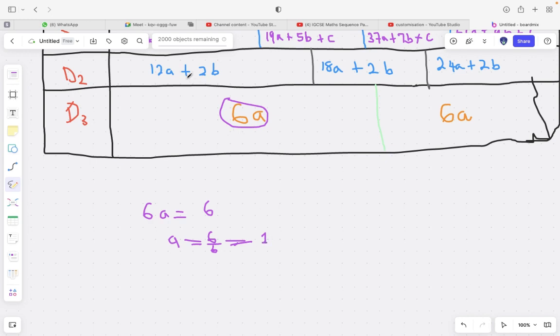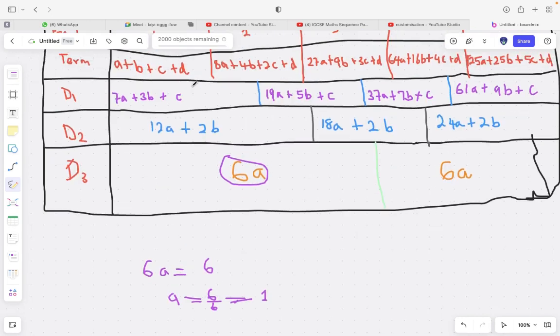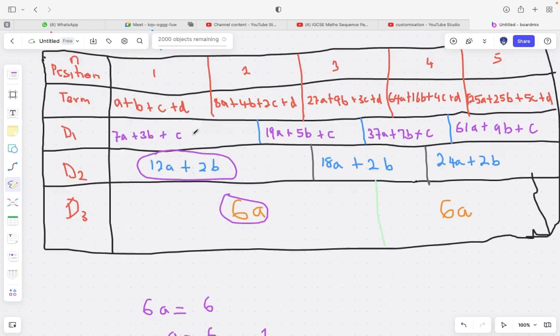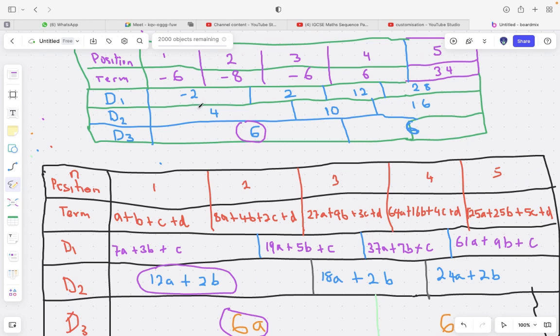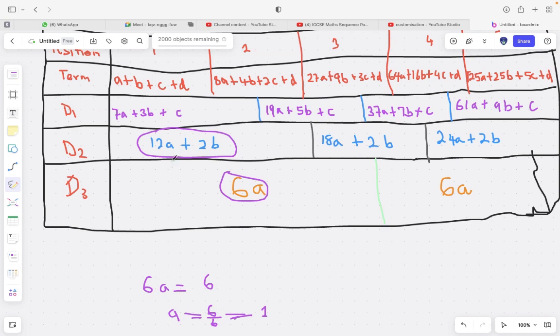Now, the next step is to compare this location with its exact location on table 1, which is 4. So we're going to equate 12A plus 2B equal to 4. So let's do that. We say 12A plus 2B, we say equal to 4.